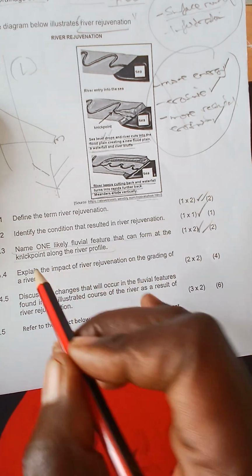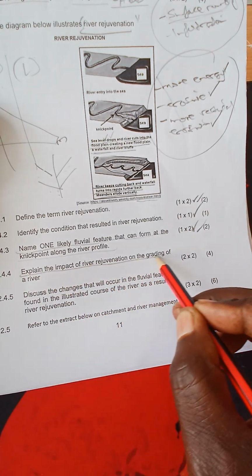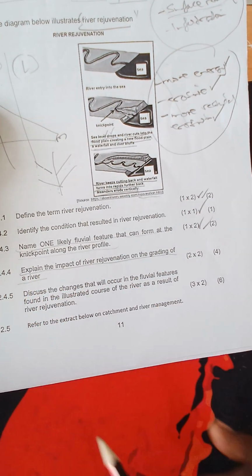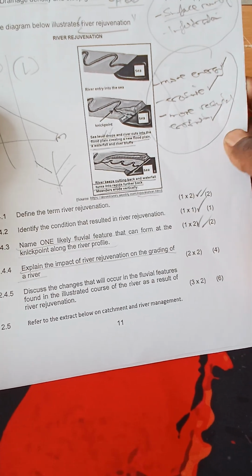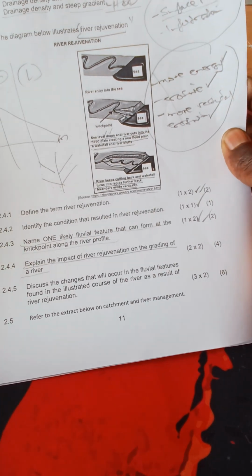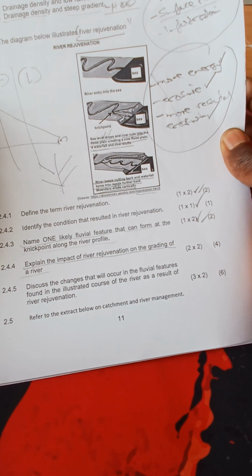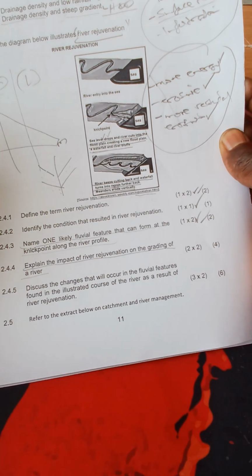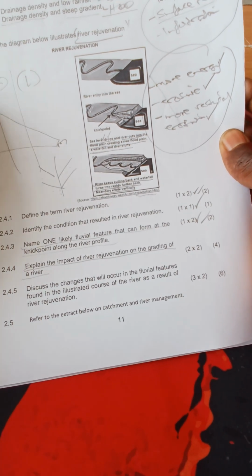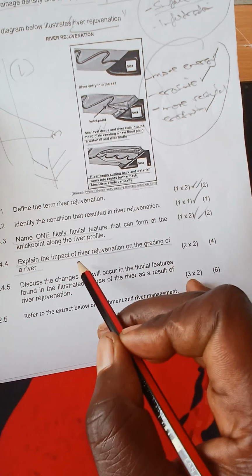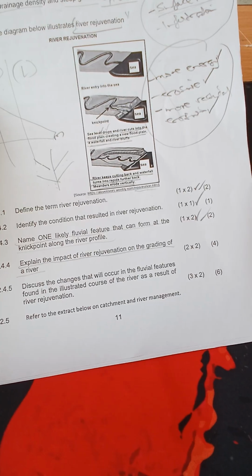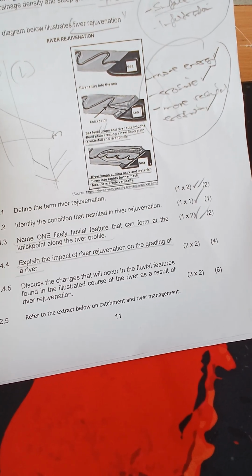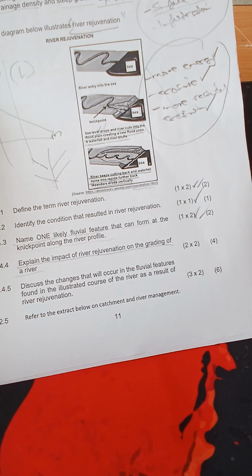Then explain the impact of river rejuvenation on the grading of a river. What is river grading? This is a state of equilibrium between erosion and deposition along the profile of a river. So the question is asking what the impact of river rejuvenation on the grading of a river is. You can come up with answers such as: rejuvenated rivers will be ungraded, with obstructions along the channel as a result of renewed downward erosion.